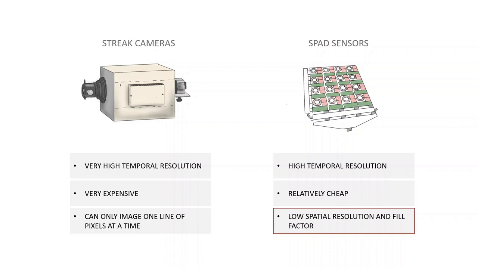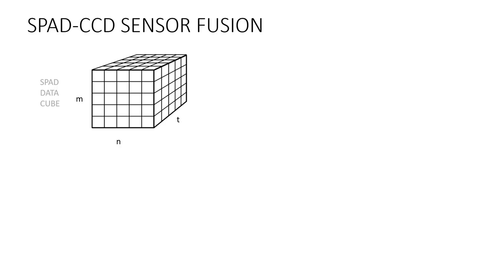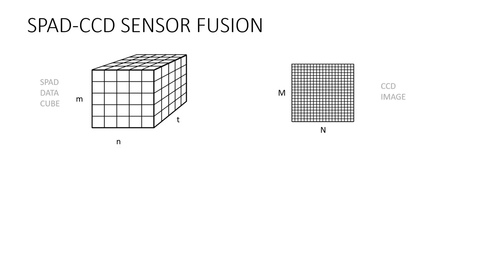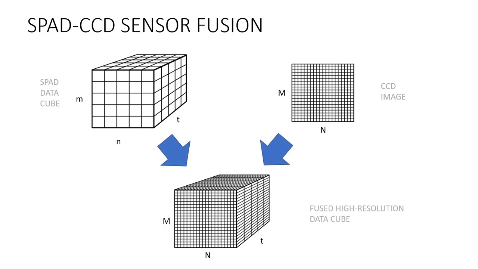To combat these drawbacks, we propose a SPAD-CCD sensor fusion approach. We use a low spatial resolution SPAD measurement with temporal resolution T and combine it with a high resolution intensity image from a CCD camera. We then aim to fuse these two images into a single data cube that has the temporal resolution of the SPAD and the spatial resolution of the CCD image.